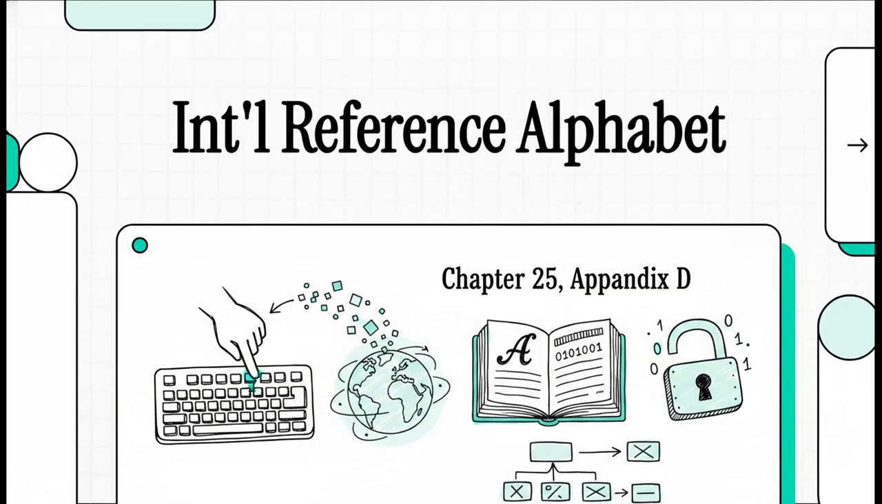You're pressing a physical plastic key with a human letter printed on it, and somehow, instantly, that keystroke transforms into data. Data that a computer can read, store, and blast across the globe. But how exactly does that happen? Well, today we're unpacking Chapter 25, Appendix D of our source material to understand the invisible dictionary making all our digital communication possible, the International Reference Alphabet.